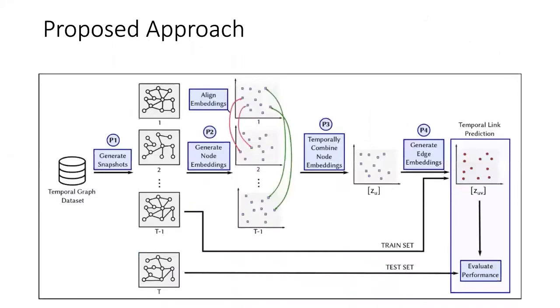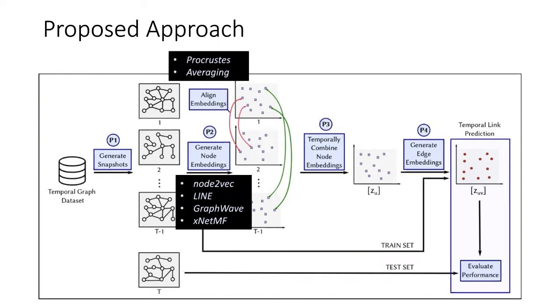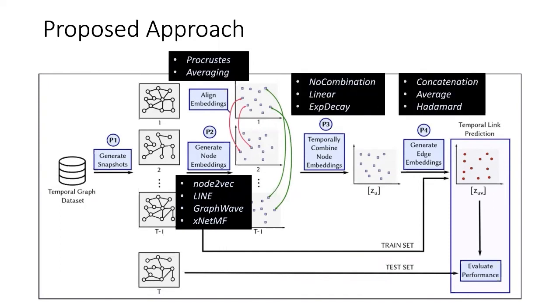To understand the effect of these heuristics, we propose a pipeline where we control the node embedding method, embedding alignment method, temporal combination method, and edge embedding generation method from the node embeddings.